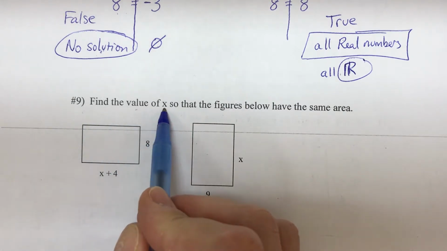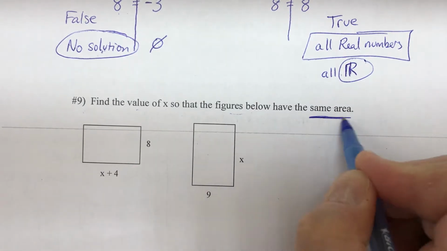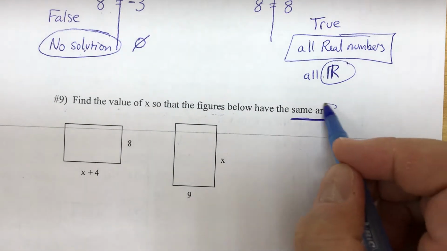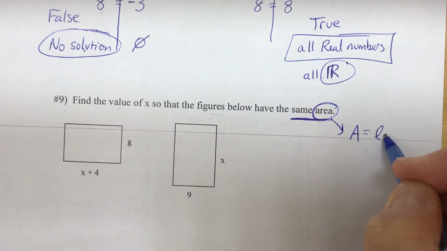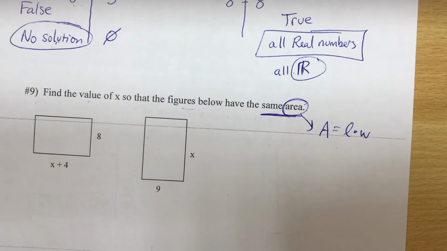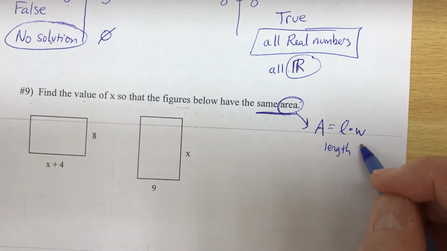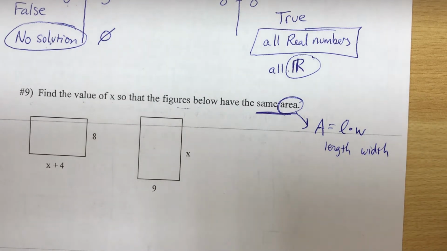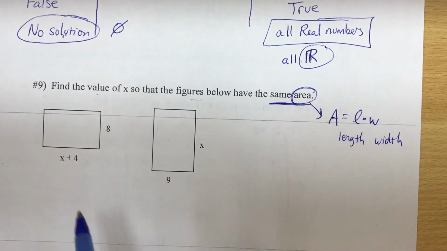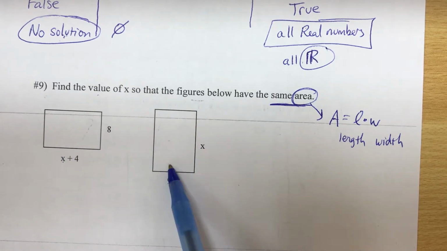Last one here, number 9. Find the value of x so that the figures below have the same area. Okay, now the key word here is area. Area of a rectangle is length times width. Okay, L is the length, A is area. Length is L, width is W. So we need to find what x is so that this area is equivalent to this one.